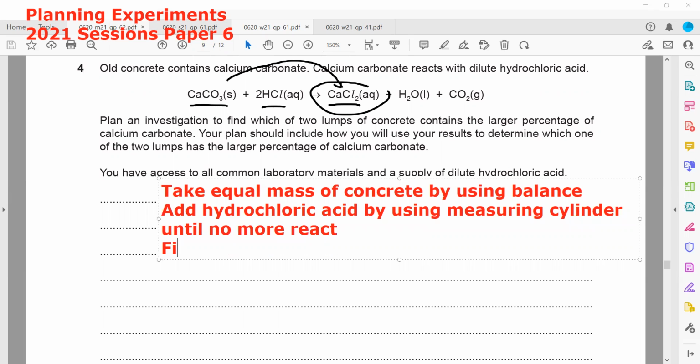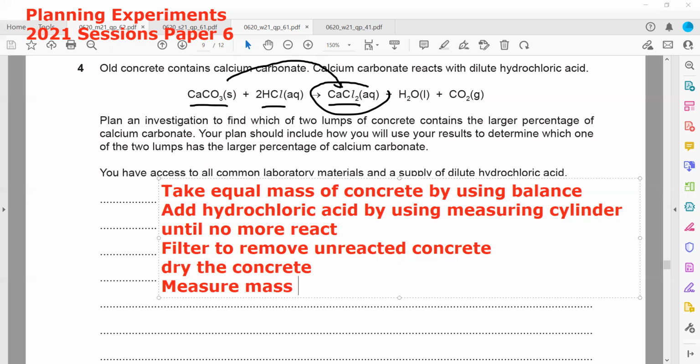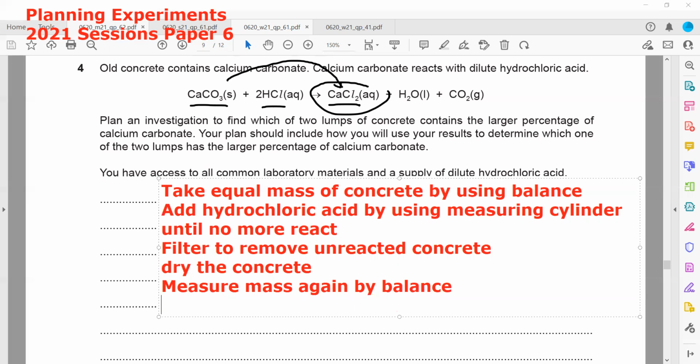Then what we will do, we will filter to remove the unreacted concrete. And we will dry the concrete. And we will reweigh again by the balance.